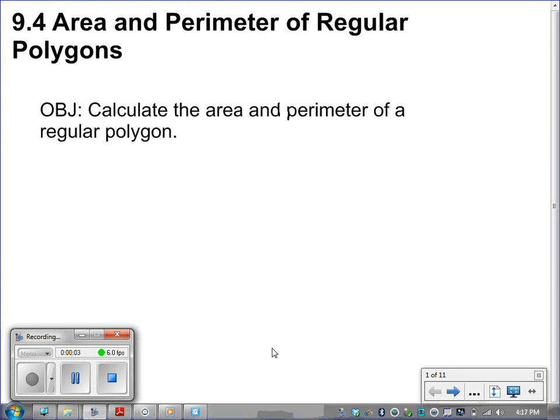Right, so now we've got day number 2. Today we are going to be talking about 9.4, area and perimeter of regular polygons. Our objective for today is to calculate the area and perimeter of a regular polygon. Make sure you have this title down in your notes, and we will begin.